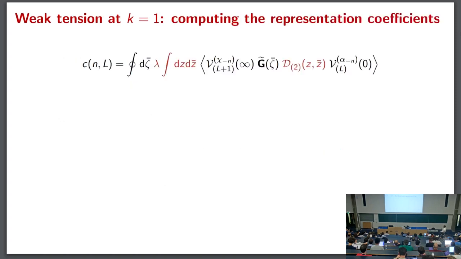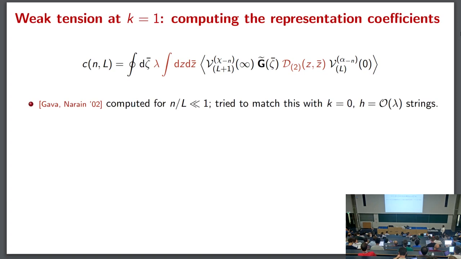So the type of computation that gives you this object, very sketchily, is this. You first want to do this computation in conformal perturbation theory, so you're going to integrate over this deformation operator inserted wherever. At 0, you put your original state, the boson of length L. At infinity, you put what you should get out, the fermion of length L plus 1, and you act with the supercharge. And this is a fairly complicated computation, but it can be done. This computation was actually done many, many years ago by Gava and Narain, but they did it in a specific regime where n over L is small.